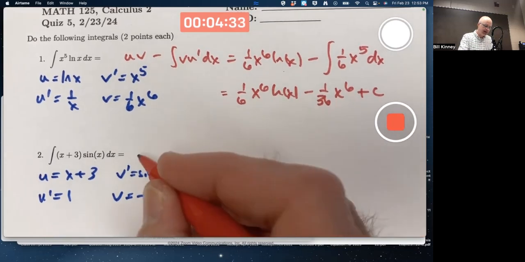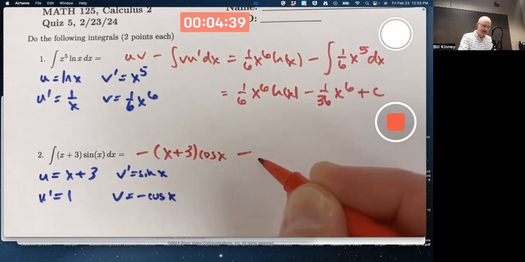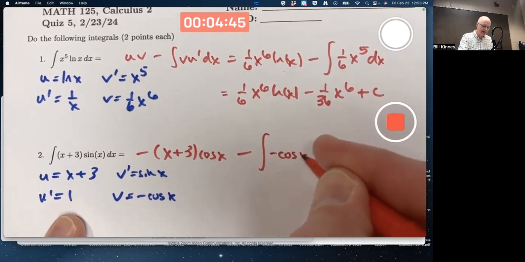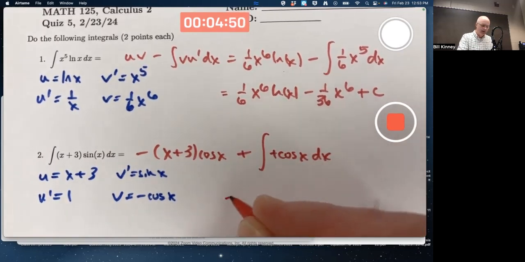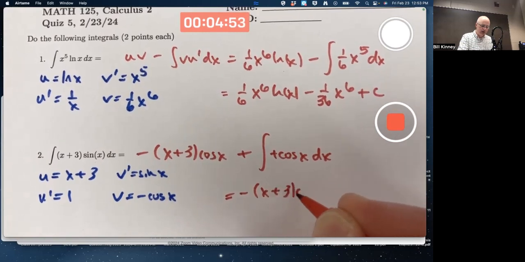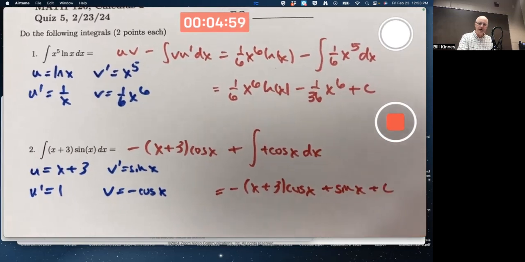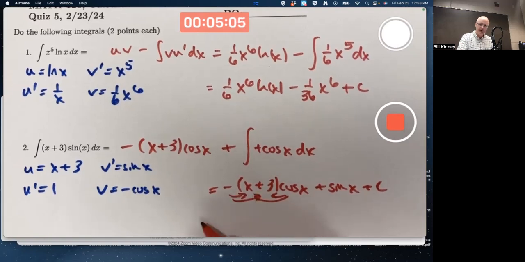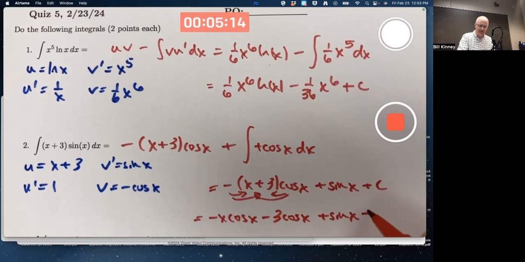So u times v will be negative in parentheses x plus 3 times cos x minus the integral of v times u prime, so minus the integral of negative cosine of x. The two minus signs combine to make a plus sign, giving you negative in parentheses x plus 3 cos x plus sine x plus c. You can also, if you like, at the end, distribute the cosine through and also the minus sign through and write it as negative x cos x minus 3 cos x plus sine x plus c.